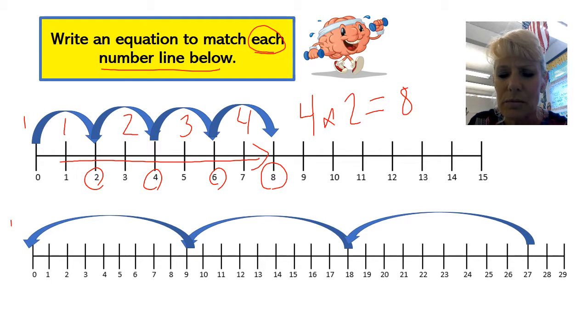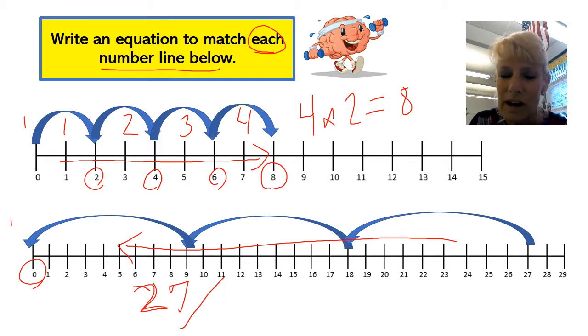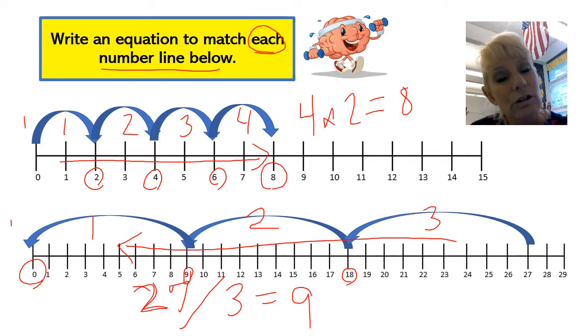On the one down below, you can see that we are moving this way. We're moving to the left, which means we are dividing. We're getting smaller. Okay, and notice that I start at the 27, so I know that my problem is going to start with a 27. All right, I know I'm dividing because I'm going backwards. I know I have 3 jumps, so it's going to be something by 3. And if you look, each time I made a jump, I counted over 9. So I would have 27 divided by 3 is 9, or you could have had 27 divided by 9 is 3. That would be okay as well.